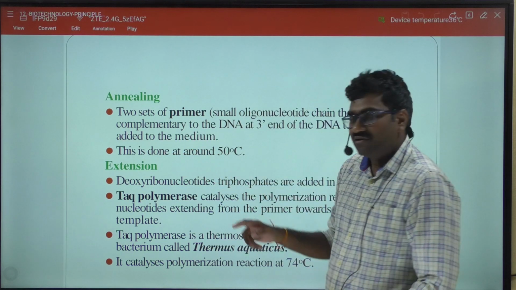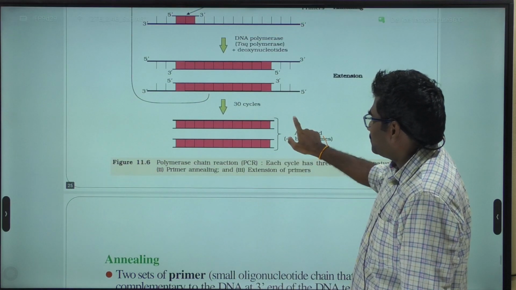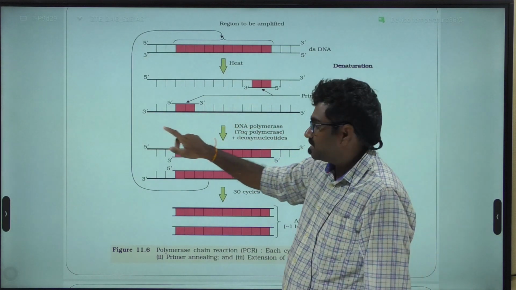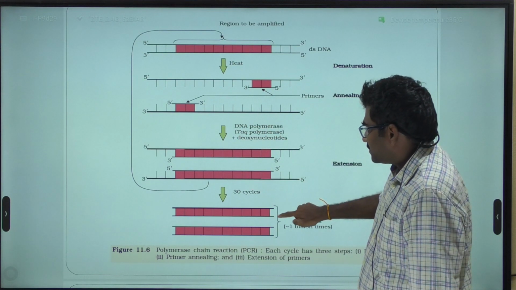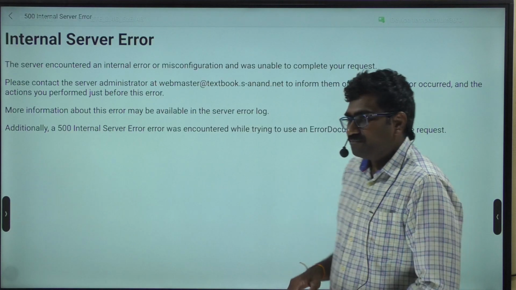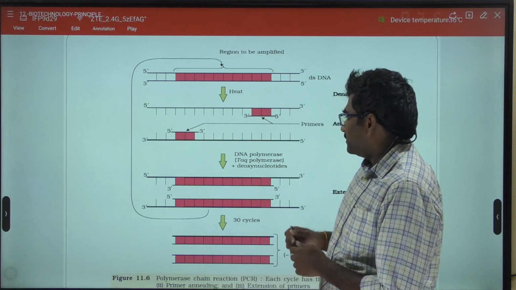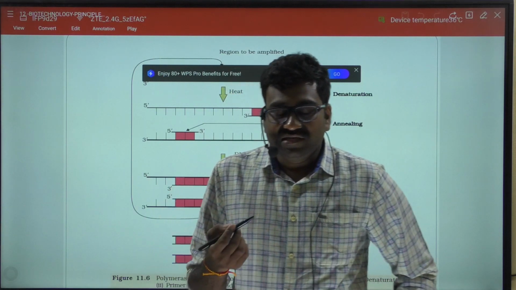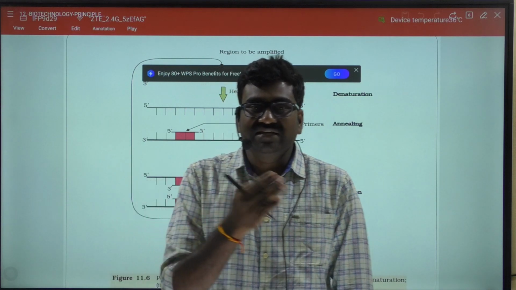This is done at around 50 degrees temperature. So on the two sides, one in the 5' to 3' direction and another in the 3' to 5' direction, the primers will be added to these strands, and the next step is the extension. Extension is done by the Taq DNA polymerase, just like in the molecular biology DNA replication process, where the DNA polymerase is required for the extension of the DNA strand.